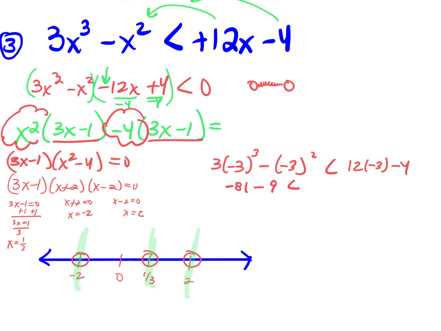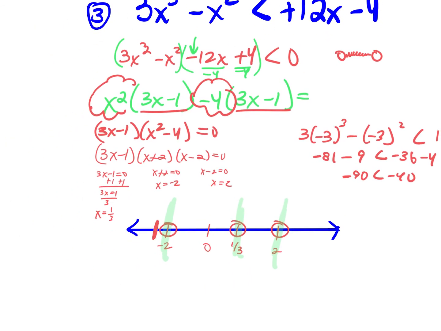9, right? Less than negative 36 minus 4. Do I have to finish this anymore? Negative 81 minus 9 is negative 90, right? You guys should be able to see right there that negative 90 is less than negative 40. So over here works, is what you just showed me.